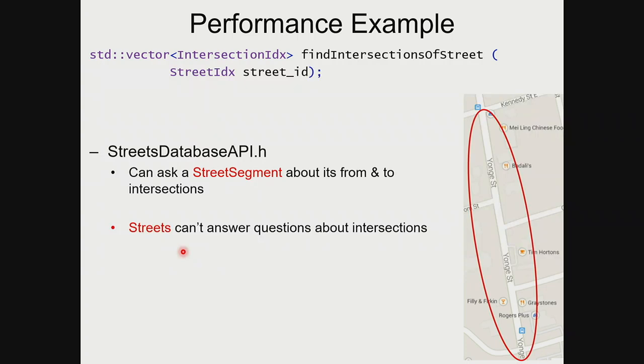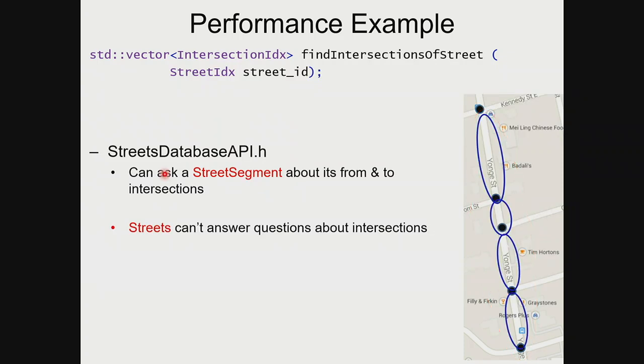For example, this young street consists of several of these intersections, and we want to return them all in a std vector. But again, we can't do that by calling the street immediately, so we have to go through the street segments. Each street segment has the ability to give you its to and from intersection, and from that you have an idea how to tackle this.